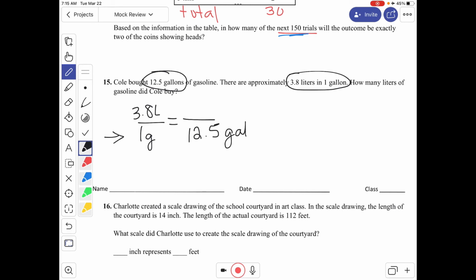Notice that my gallons are lined up next to each other, and the missing number is my liters. Might be kind of easy to do. Look for a relationship. What would I have to do to 1 to get to 12.5? Then we need to do that on top to figure out our missing number.